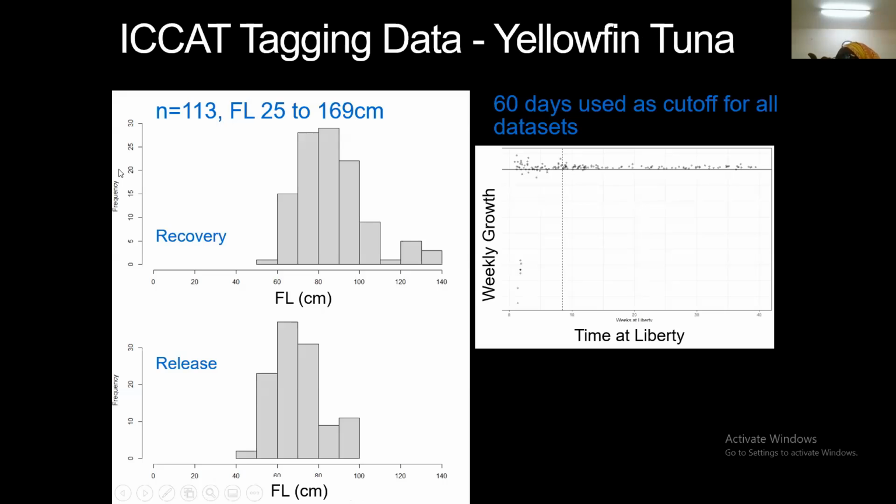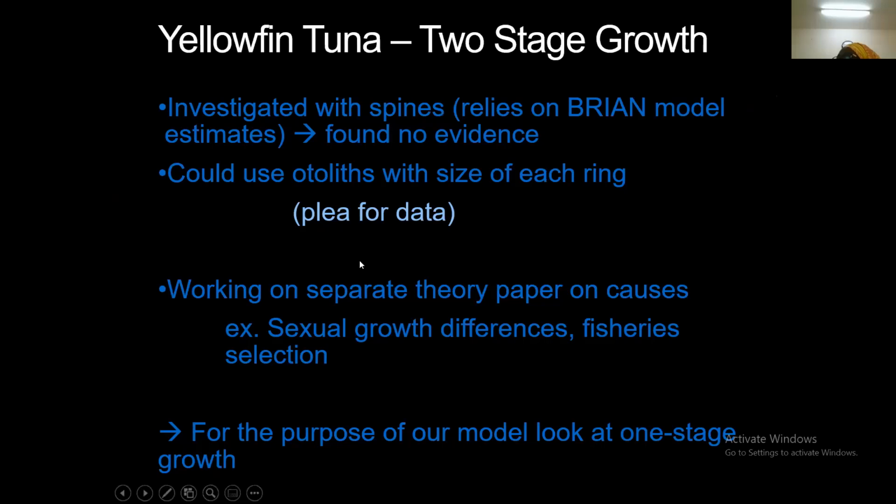For the ICCAT tagging data, again, we use 60 days as the cutoff. There were 113 pairs, and the recoveries and releases range from 25 to 169 centimeters. In particular, we wanted to look at 2-stage growth for yellowfin tuna, and we investigated this with spines, which relies on the Bryan model that we just presented, and found no evidence.